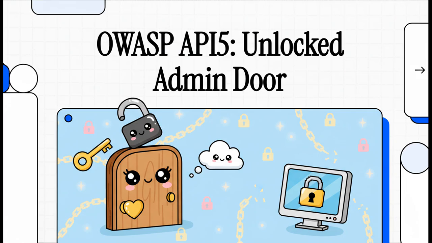All right, let's talk about one of the sneakiest and honestly one of the most common vulnerabilities out there. OWASP's API Security #5, Broken Function Level Authorization. We're going to call it BFLA. This is the kind of flaw that can turn any regular user into a full-blown admin with just one simple request. It's like leaving the master key right under the doormat.